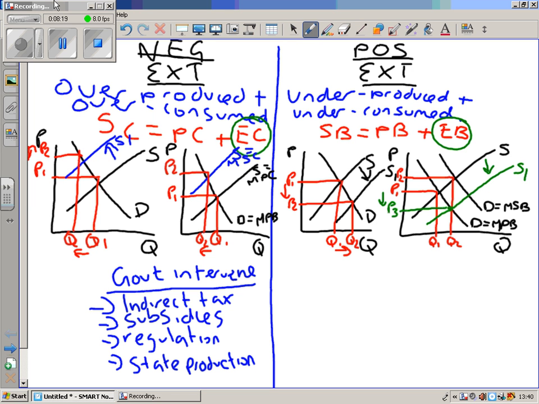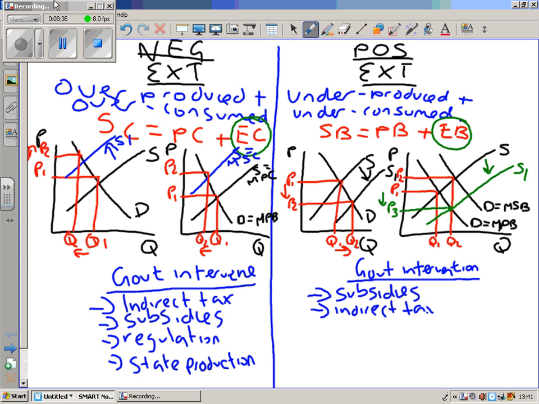So very quickly again, government interventions this time. We've mentioned subsidies. In theory, we could use an indirect tax. So for example, if public transport is underproduced, underconsumed, if we impose a tax on cars, make them more expensive, more people in theory should shift across to public transport due to the low price.